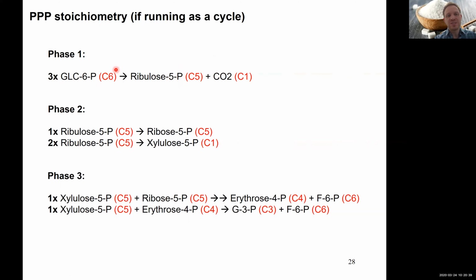So you have turned a 6-carbon sugar into a 5-carbon sugar. We do this 3 times now in order to regenerate our 6-carbon sugar, that is glucose 6-phosphate, right? In order to do so, we take our 3 ribulose phosphates here, and we're using one of those to turn it into ribose 5-phosphate, and we're taking 2 of them to generate xylulose.